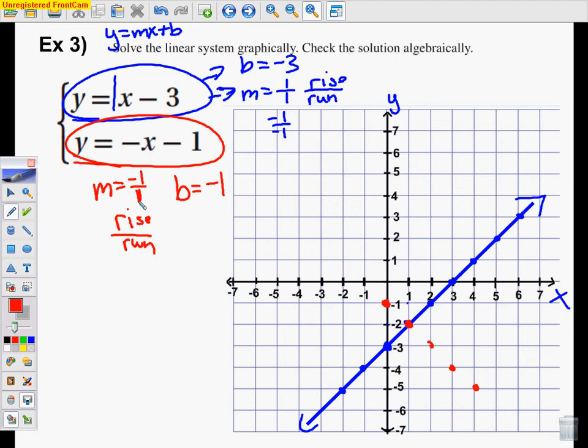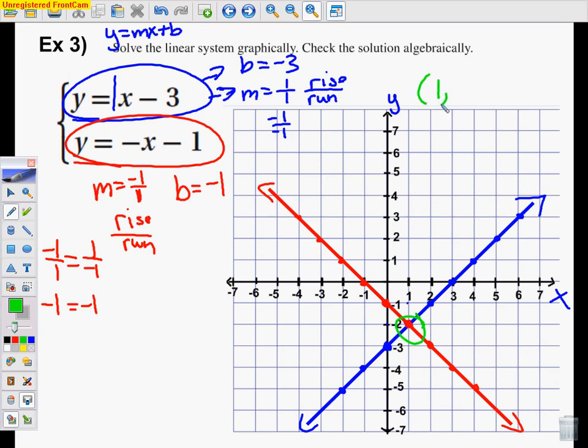Now, besides going down 1, right 1, what other movements could we have made? Up 1, left 1. Good. The reason why we could have made those movements is because -1 over 1 is the same thing as +1 over -1. If you type these in your calculator, both of these will come out to be -1. So once again, we connect the dots with the redundant straight line. And we see that these two lines intersect at the point here. And what is that point? 1 for x, -2 for y.